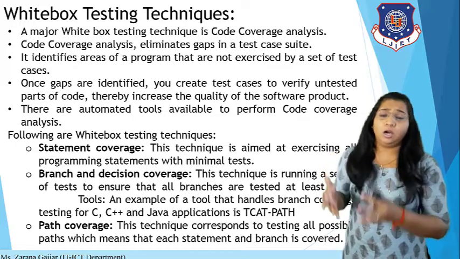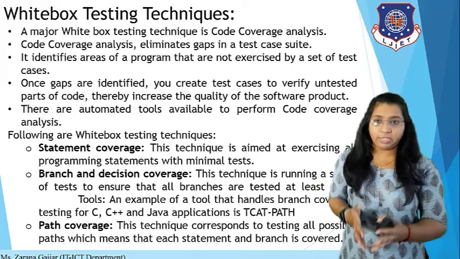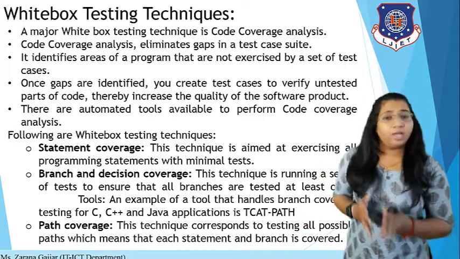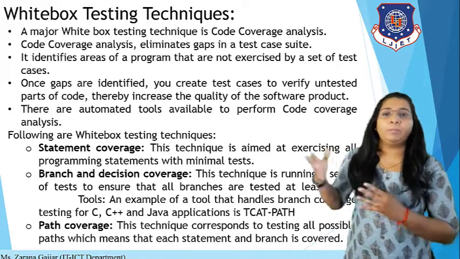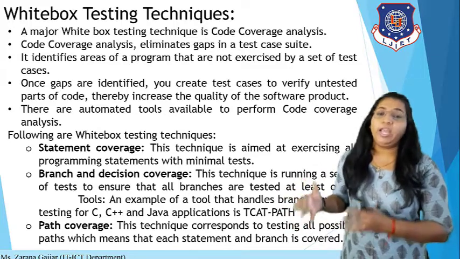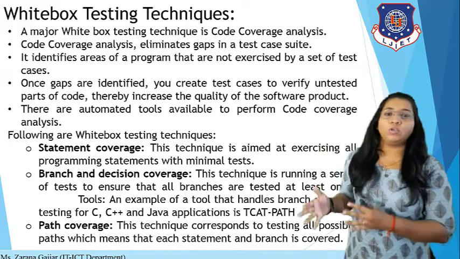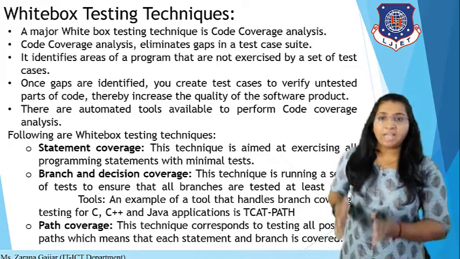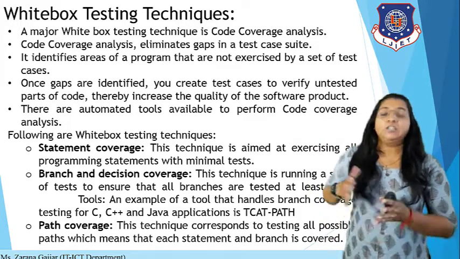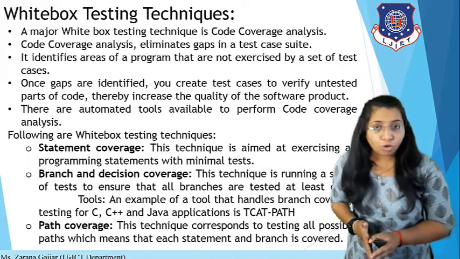An example of a tool that handles branch coverage testing for C, C++ and Java applications is TestPath. You can perform branch and decision coverage testing by using that tool. The last is path coverage testing. This testing corresponds to all possible paths, which means that each statement and branch is covered. In path coverage you are testing all the possible paths in your software system.